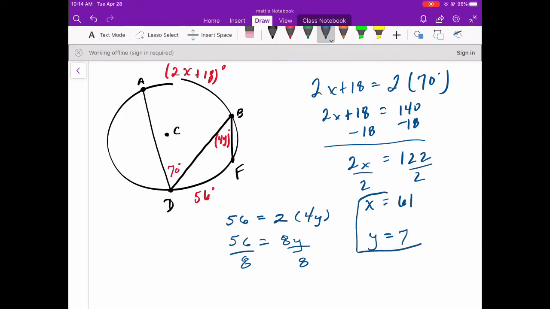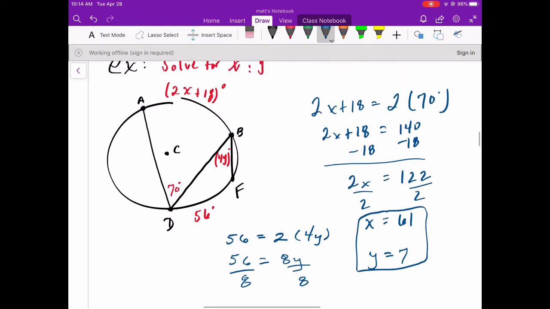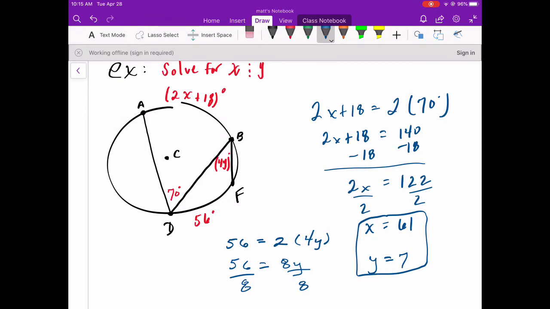So here is my x and my y value, and all they asked me to do was solve, so I don't need to plug that back in and find any angle measures, but if they wanted you to, they would ask. So that's how we're going to use this idea of an inscribed angle being half of its intercepted arc measure.